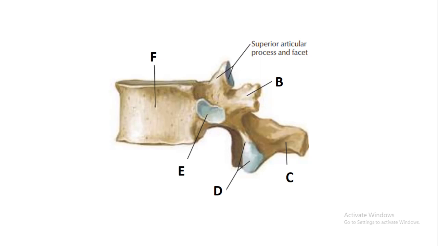So the first one is the superior articular process, which we observed in the previous diagram, and then we have the transverse process, which we also observed in the previous diagram. Then we have the spinous process, which we also observed. Then D is simply the inferior articular process and facet, and then E is the costal facet, and F is the body. So if you look at the content of this label and the content of the previous label, they are exactly the same. They look different, but the labeling is just the same.